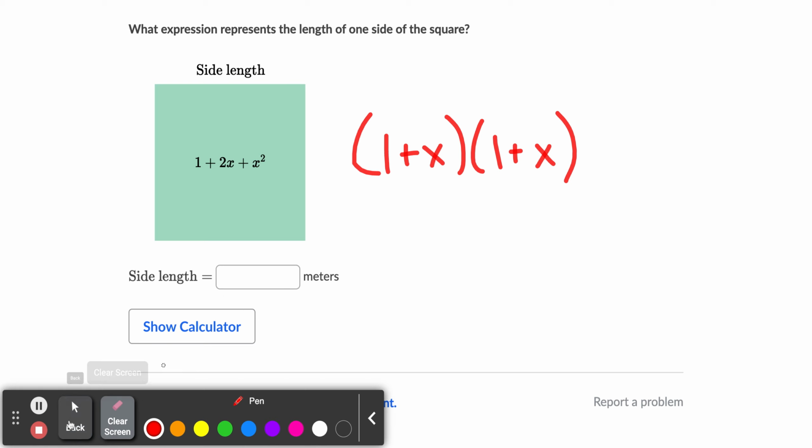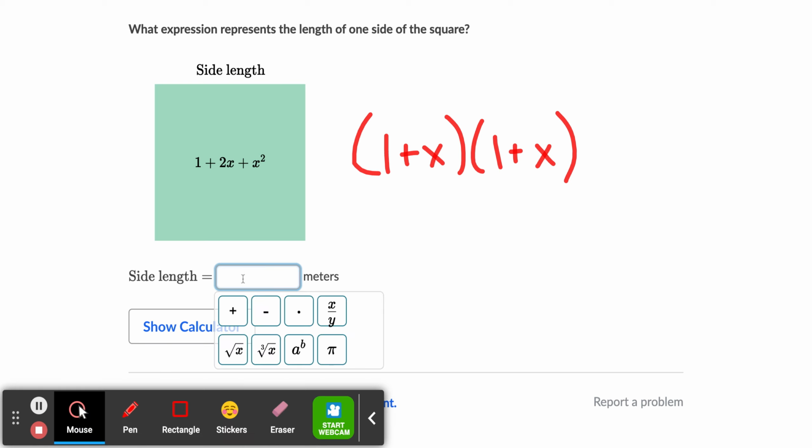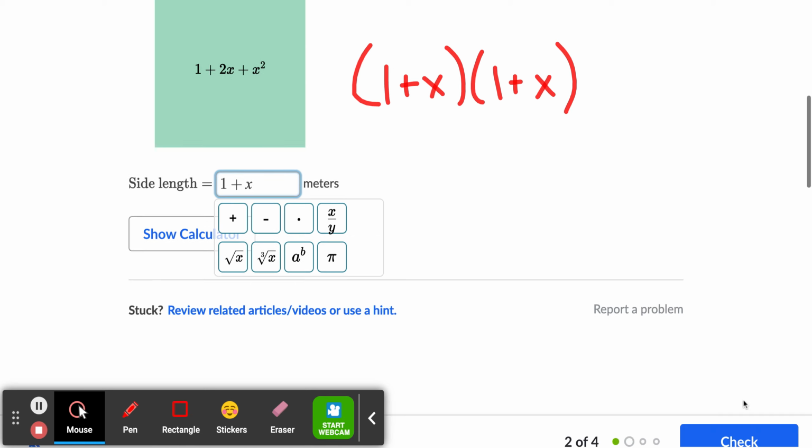So we just want one side length, okay? They didn't ask you to factor the whole thing, so don't type in the whole 1 plus x, squared. We just want a single side length, which is just 1 plus x.